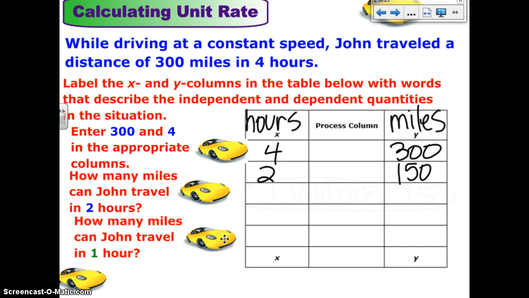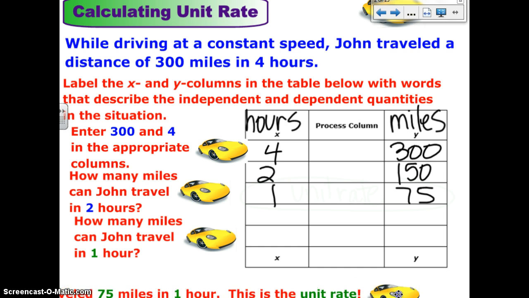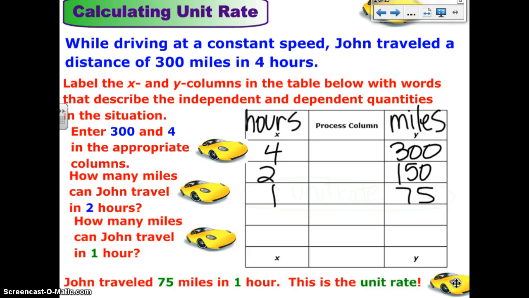How many miles can John travel in just 1 hour? 1 is describing hours, so it goes in the x column, and y is describing miles, which we calculate to be 75. John traveled 75 miles in 1 hour. We call this a unit rate.